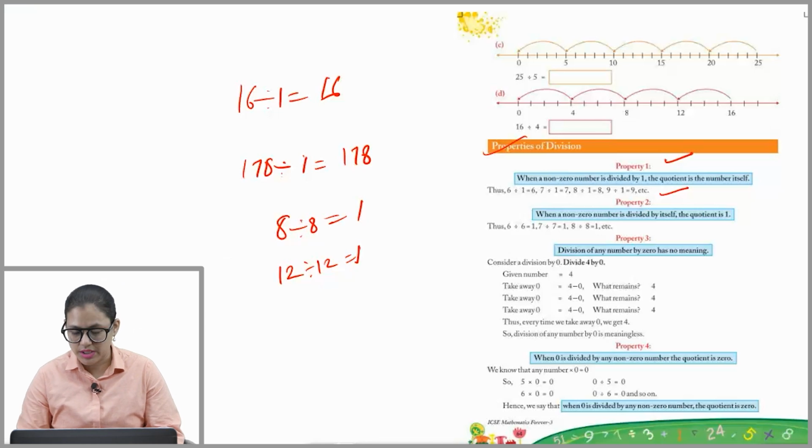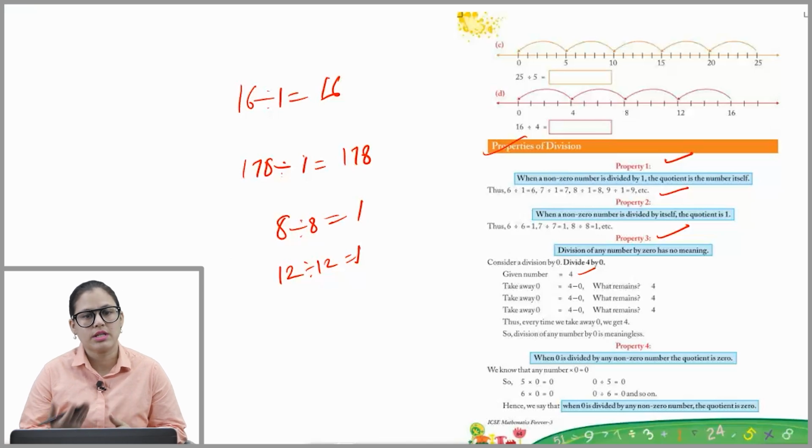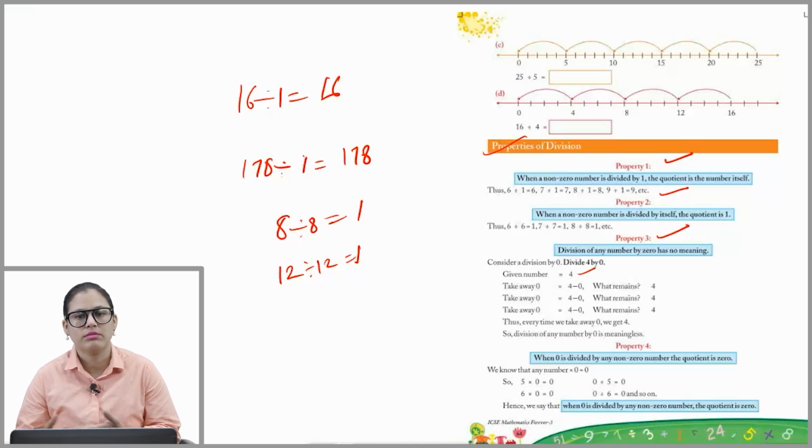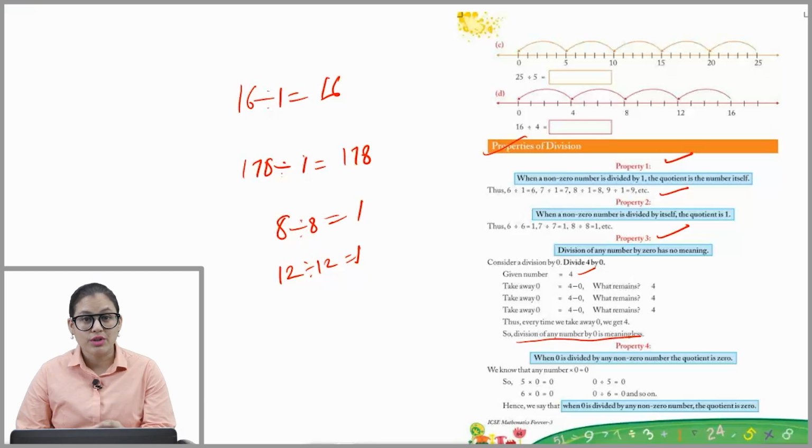Okay. And property 3, division of any number by 0 has no meaning. Means you cannot divide any number by 0. Okay. So consider a division. Divide 4 by 0. Okay. The given number is 4. So take away 0. 4 minus 0. What remains? 4. Then again take away 0. 4 minus 0 is what? 4. So thus every time we take 0, we get 4. So division of any number by 0 is meaningless. Remember that, students. Okay. Division of any number by 0 is meaningless.